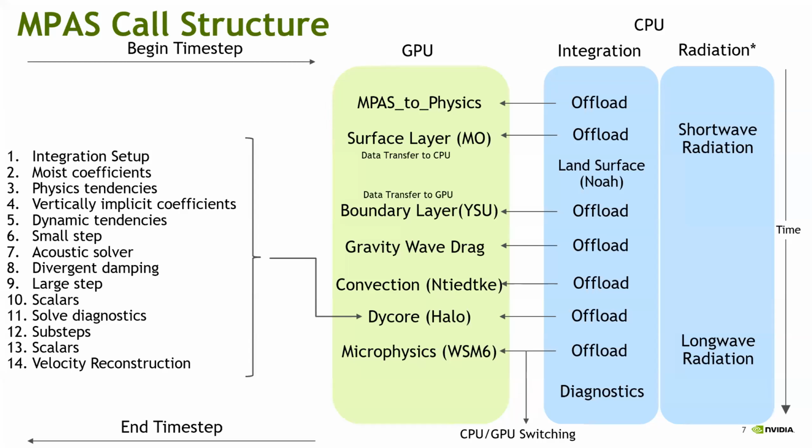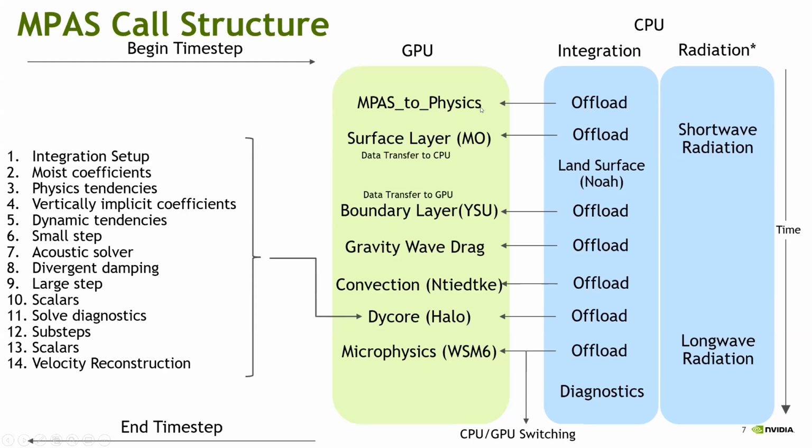Coming to the MPAS call structure, here I'm trying to provide a pictorial representation of what happens. From the begin time step that you see on the left corner, we come in and then the CPUs start launching. Here we have two separate sets of CPUs. One of them we call the integration, and one is called the radiation. There are a number of ranks launched under the integration category, and a number launched in the radiation. As mentioned before, the radiation is lagged, so it executes independent of the integration ranks.